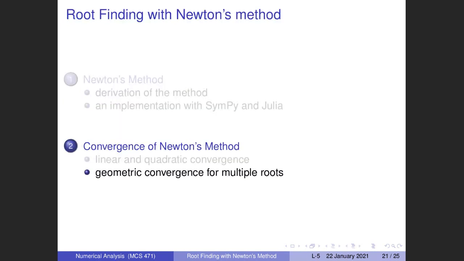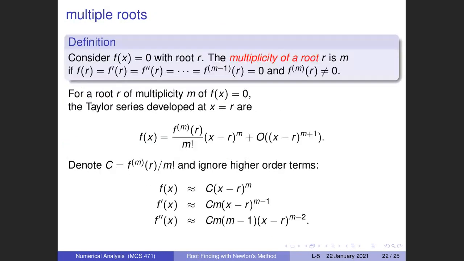All right, so now we get into the last 10 minutes of this lecture. What happens when you have multiple roots? Well, first of all, what is a multiple root? In a multiple root, the first m minus 1 derivatives are vanishing. So a double root is when the first derivative is 0. For a triple root, the second derivative is also 0. And this goes all the way up.